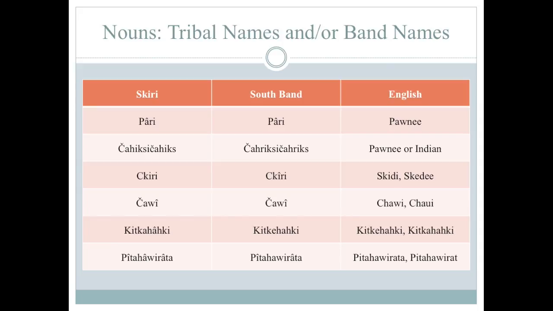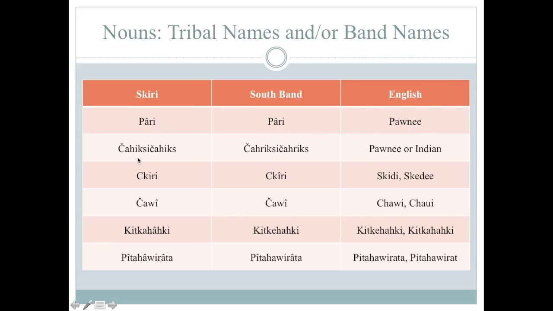Okay, so we'll do this. Here are some nouns, or tribal names, or band names. Zach's going to start with the Skiddy, and I'm going to finish up with the South Band, and we'll go through them. The first one, for Skiddy, we have Pawnee. South Band, we have the same word, meaning Pawnee.